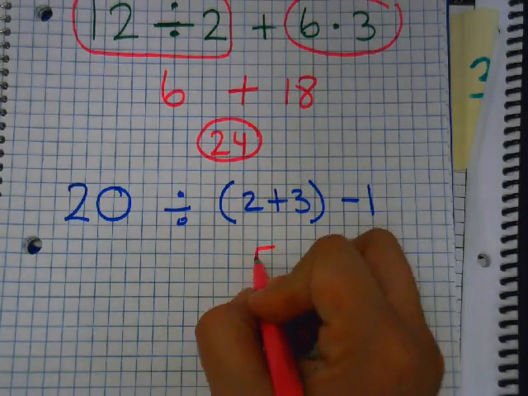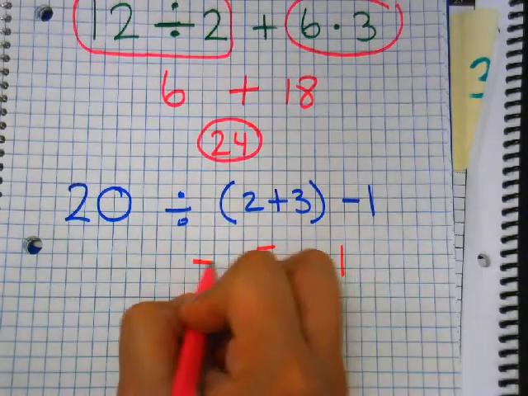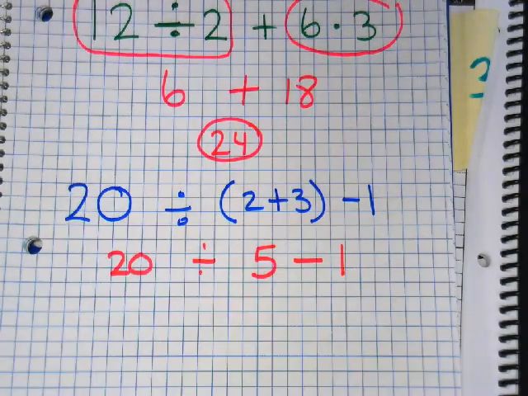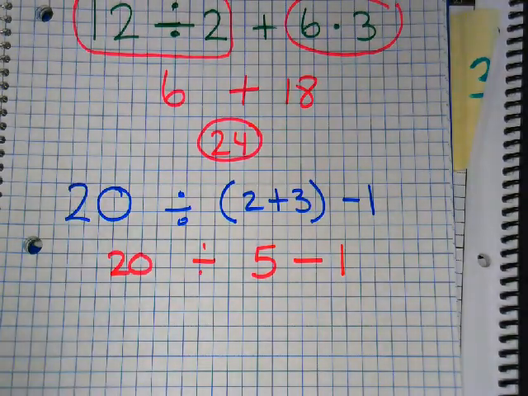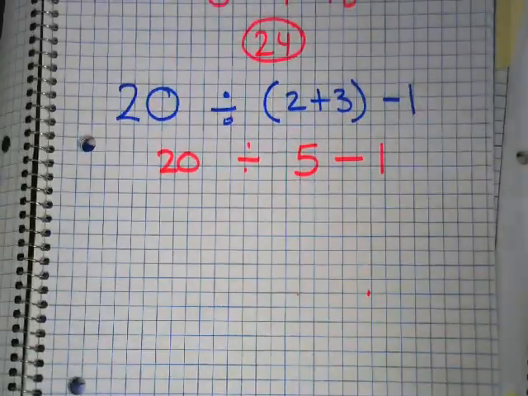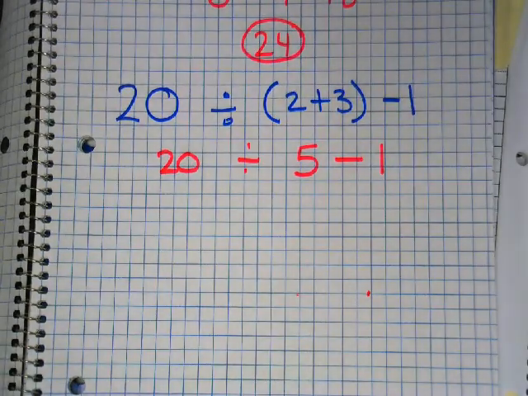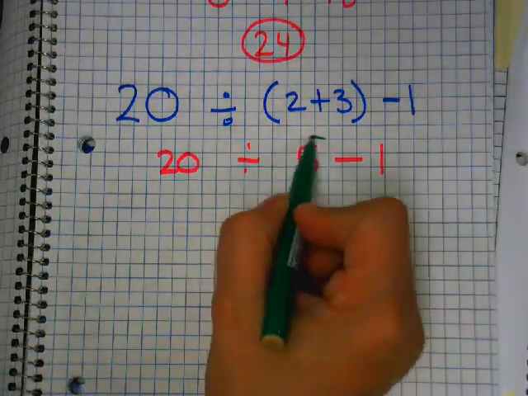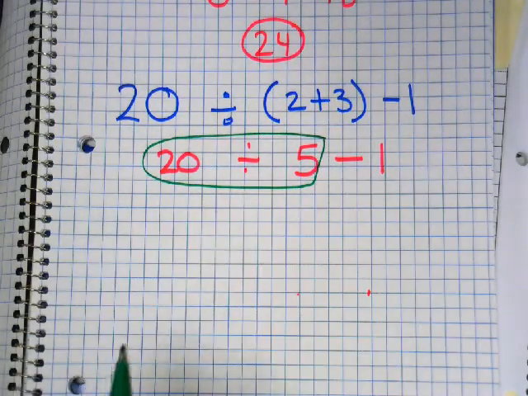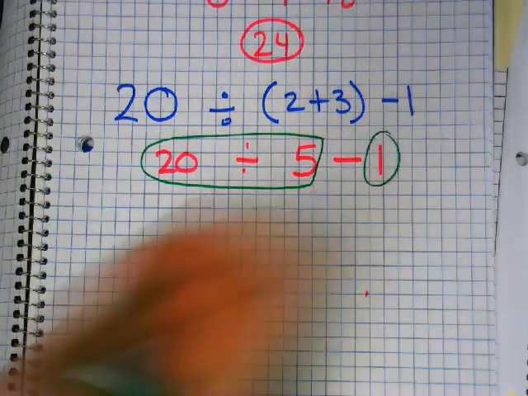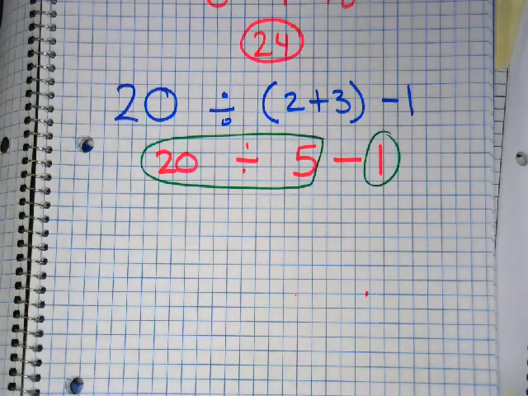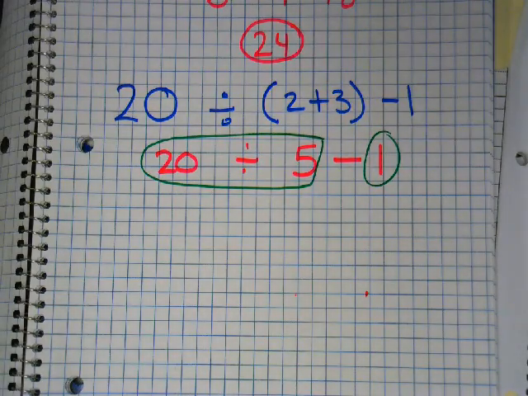Now, bring everything down before you circle. So, copy everything down you haven't used. Bring down the 20, the divide, the 1, the minus. Now, circle. What do I circle? The 20 and the 5 is division, all of this in one circle, and then you circle the 1. What is outside the circle? The addition and the subtraction sign are outside.